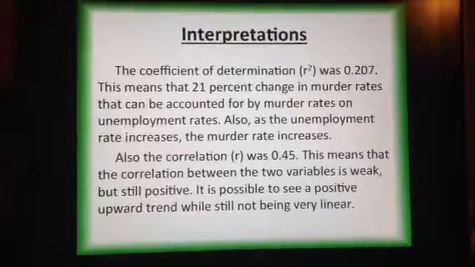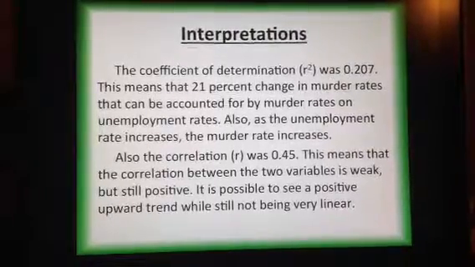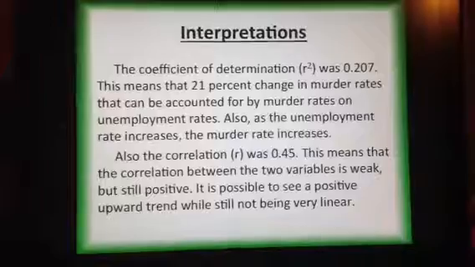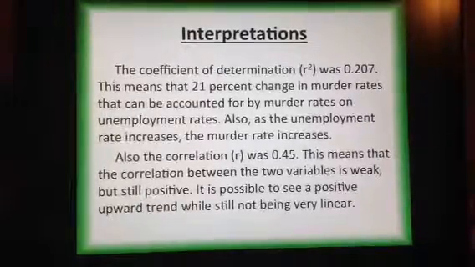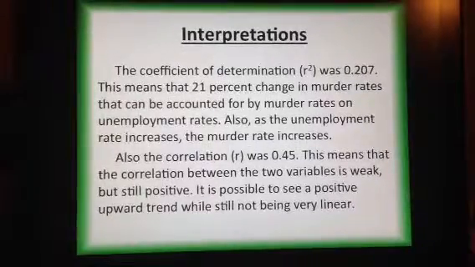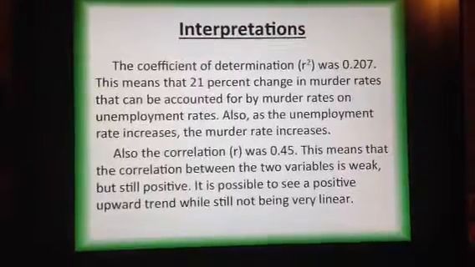The correlation, or r, was 0.45, and this means that the correlation between the two variables is weak, but it is still positive, and it is possible to see a positive upward trend, while it's not very linear.